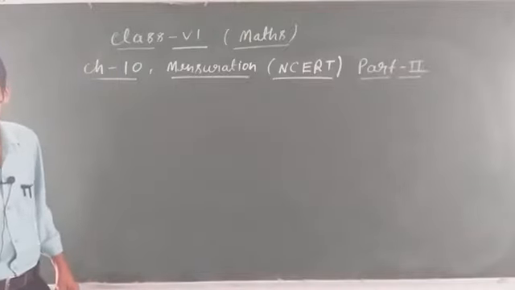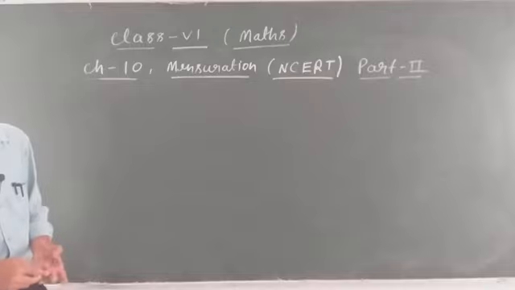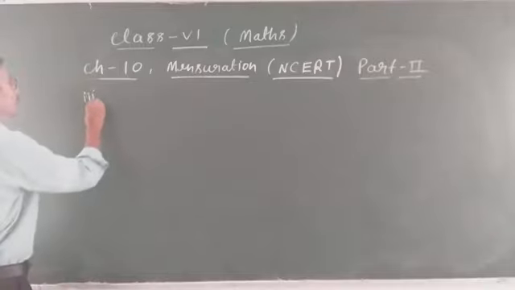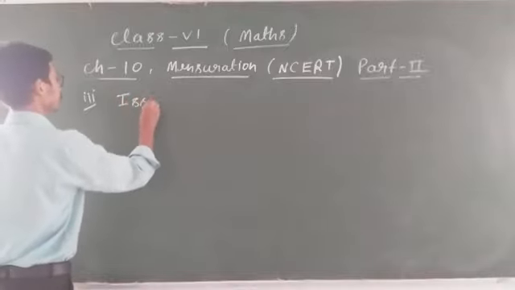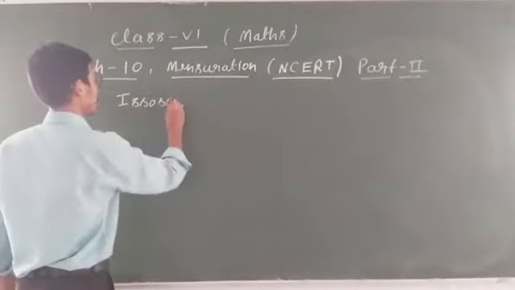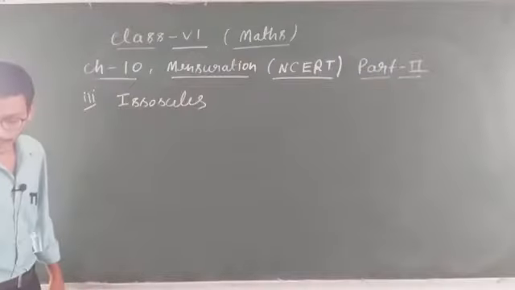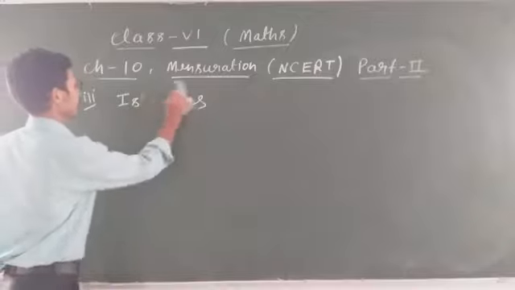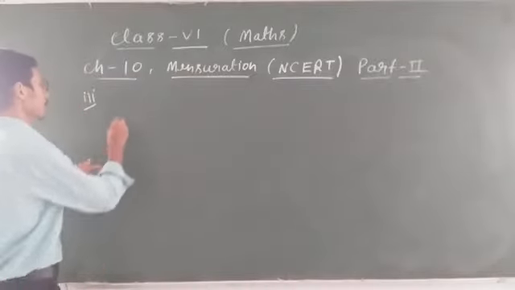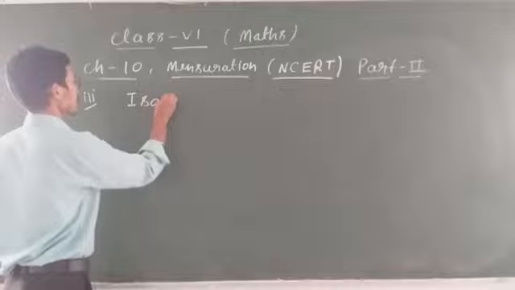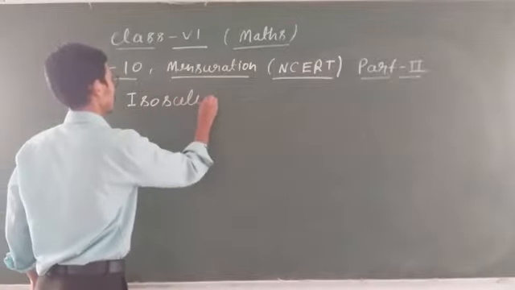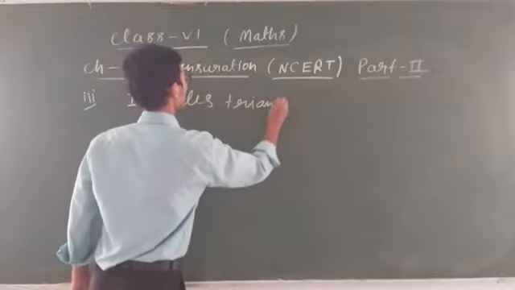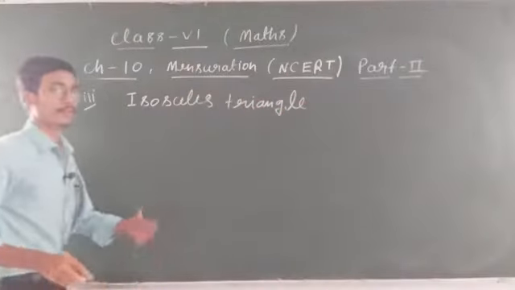An isosceles triangle with equal side 8 centimeter and third side is 6 centimeter. Now student, come to the next question. What is given? Isosceles triangle. Sorry, only one S is there. Now you know what is the property of isosceles triangle, student? Isosceles triangle means, student, whose two sides are of equal length.